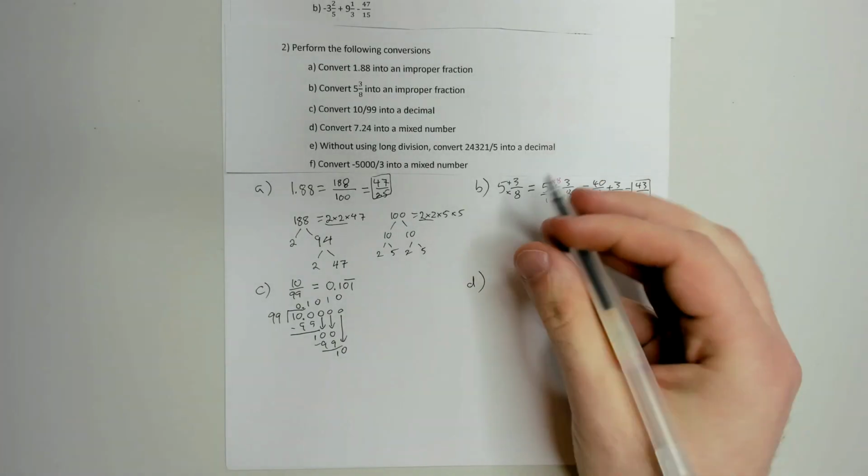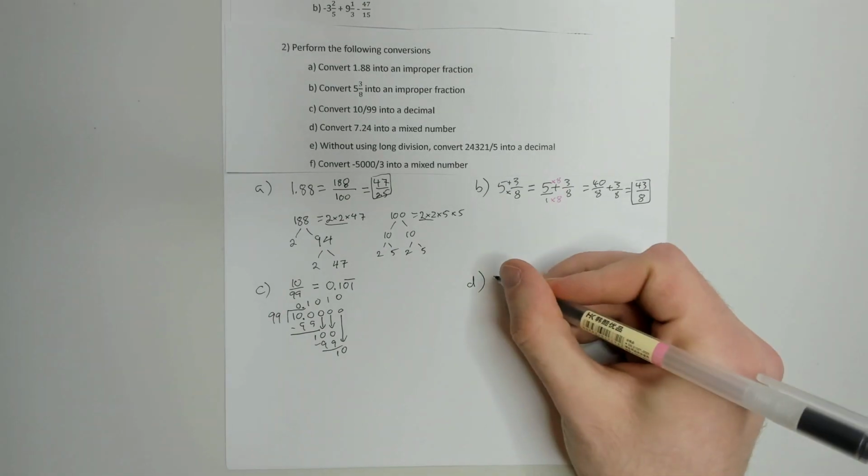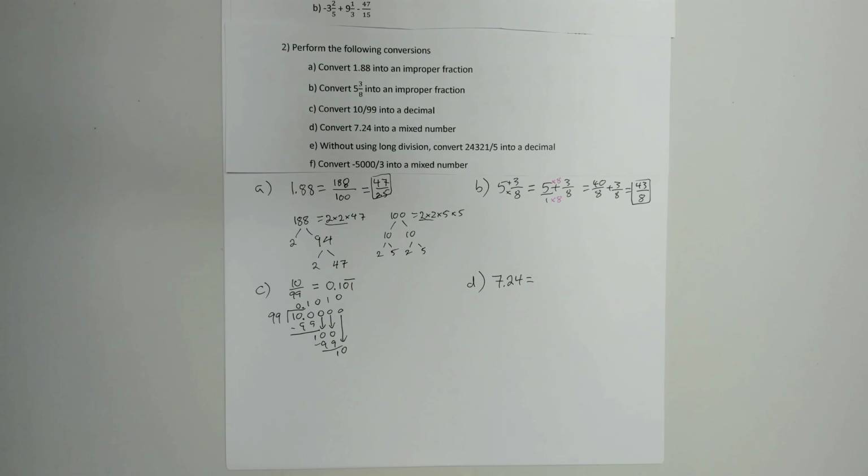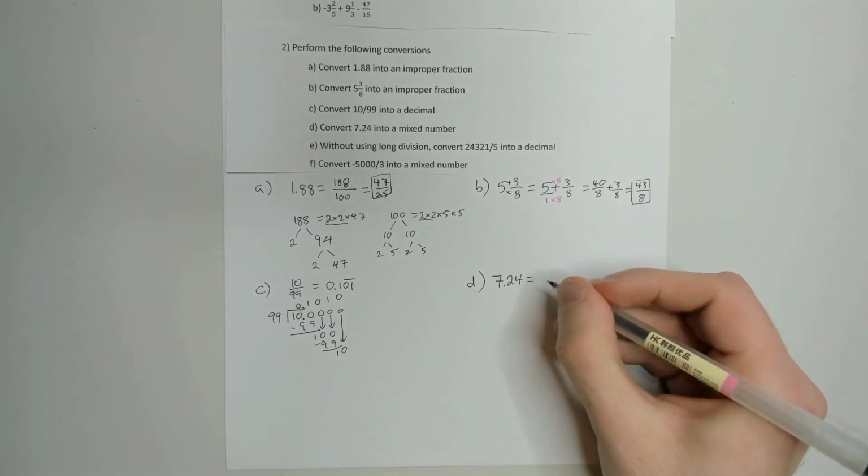All right, part D says convert 7.24 into a mixed number. So we have 7.24 and a mixed number has a whole number part and a fraction part, right? So the whole number part is just 7.